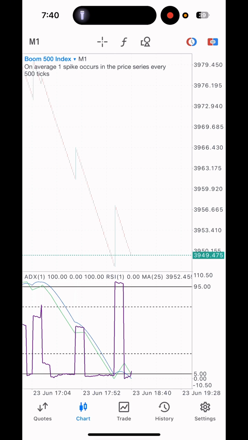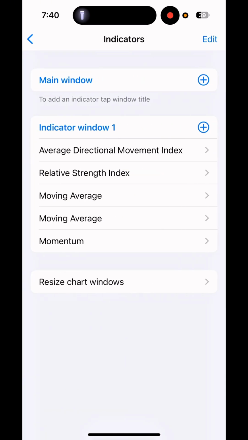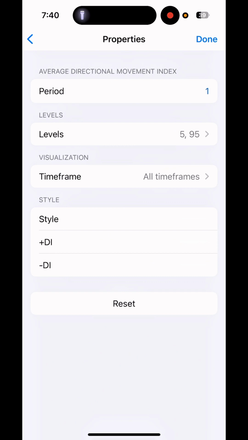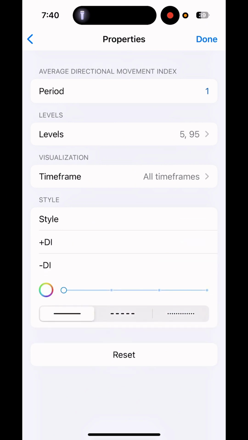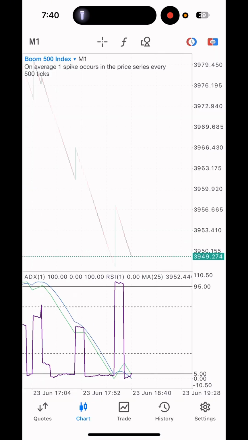Okay, now I'm going to share with you guys the parameters. First of all, on indicators, you want to make sure that you add the average directional movement index. You put that on period 1, level 5 and 95. Okay, the style plus DI 3 pixel color white, minus DI white color 1 pixel. Click on done.